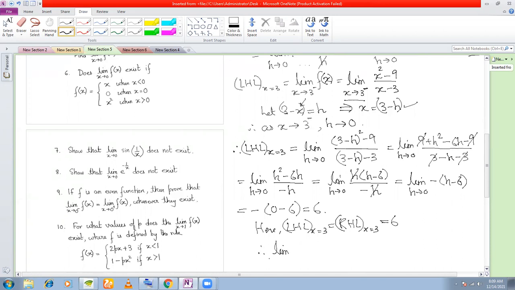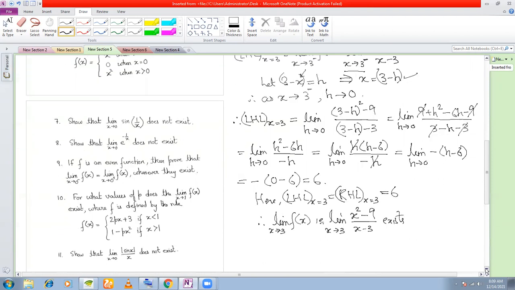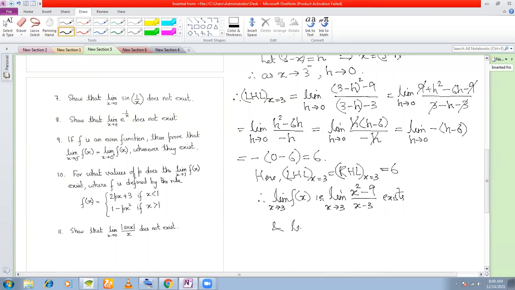Therefore, limit x tends to 3 of f(x), that is limit x tends to 3 of (x square minus 9) by (x minus 3) exists. And what is this limit equal to? Limit x tends to 3 of (x square minus 9) by (x minus 3) must be equal to, we've got 6, the left hand limit and the right hand limit must be equal to 6.